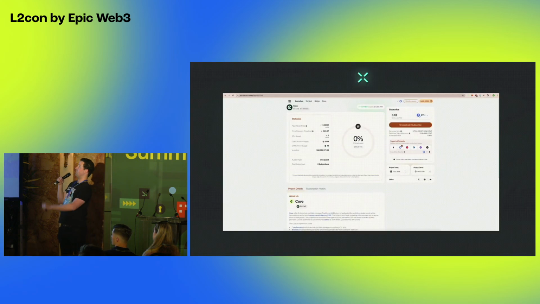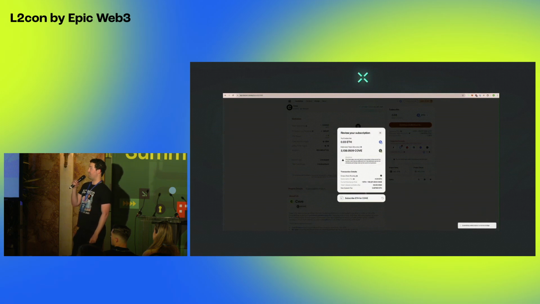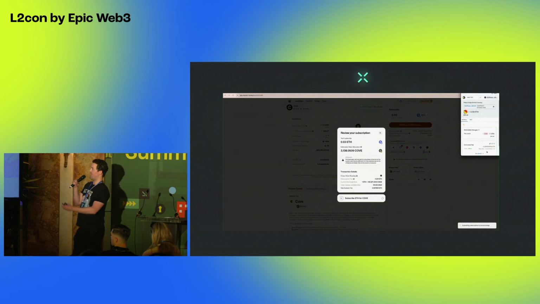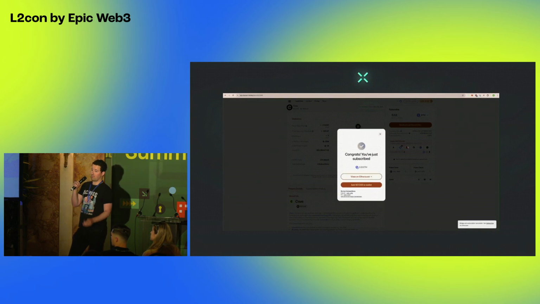And this is a video of it done in action. I think it's really cool because you don't even know what network the contracts are on. Every single chain is the same user experience, and it's very intuitive for the user.